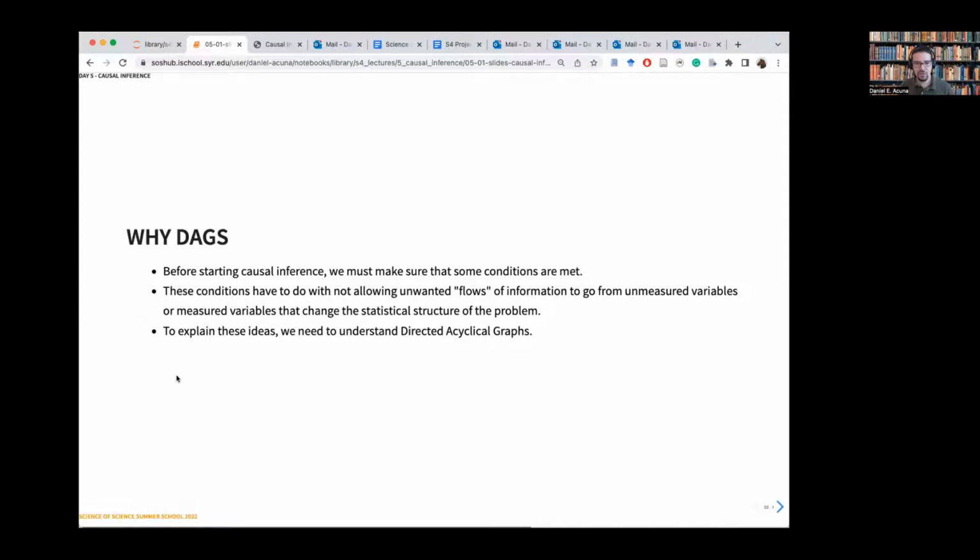The way that you use the DAG with observational data is that you want to block flows of information from your DAG that are external factors. You want to block those flows so that the observations that you have are not affected by unwanted confounding factors.